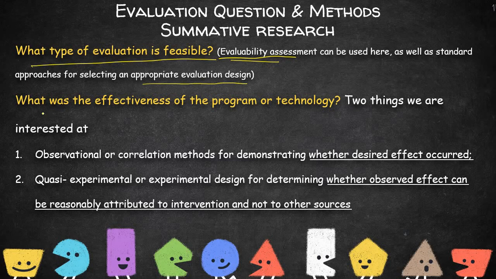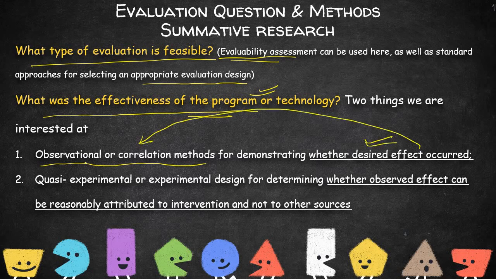The next one is, what was the effectiveness of the program or technology? So we are actually talking about 2 things. One is whether the desired effect occurred. How will we come to know? By a simple observational or correlational method. You try to find out correlations, and you could see whether something is happening or not in the first place. So you want to know whether the desired effect occurred or not.